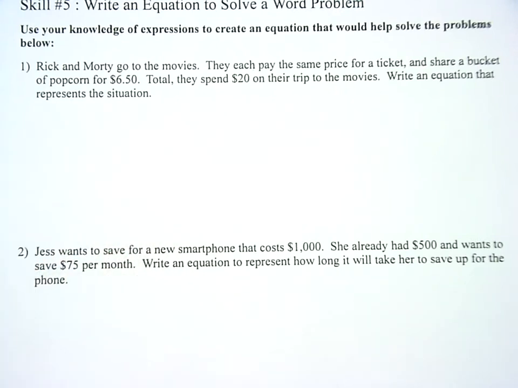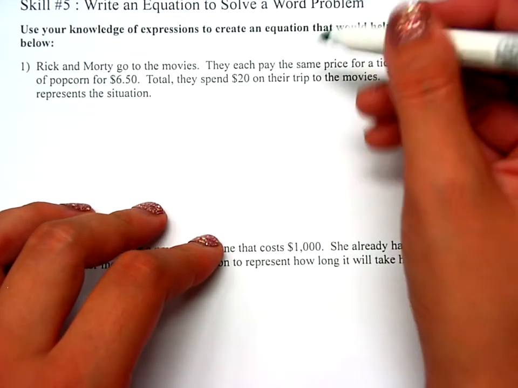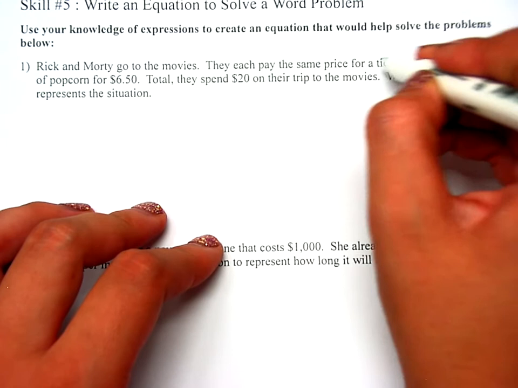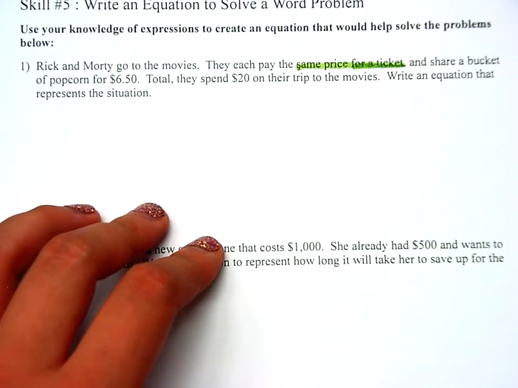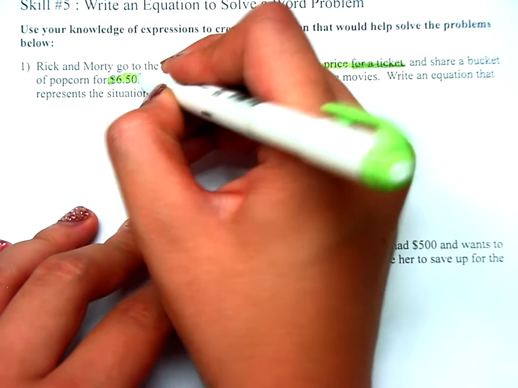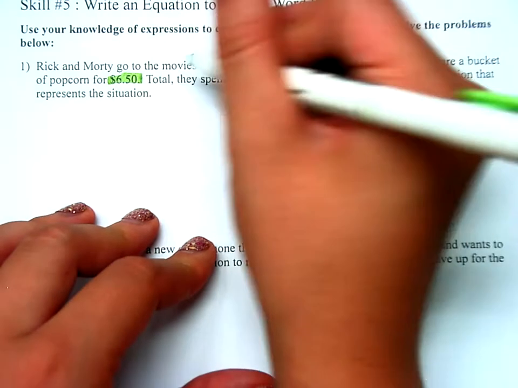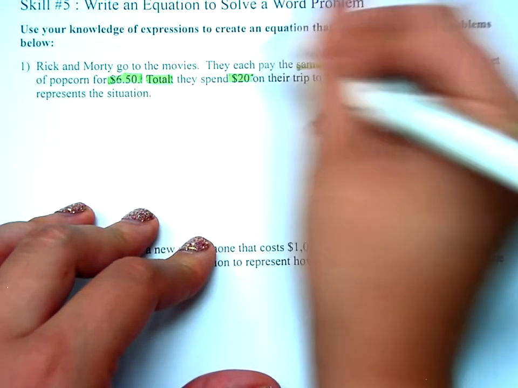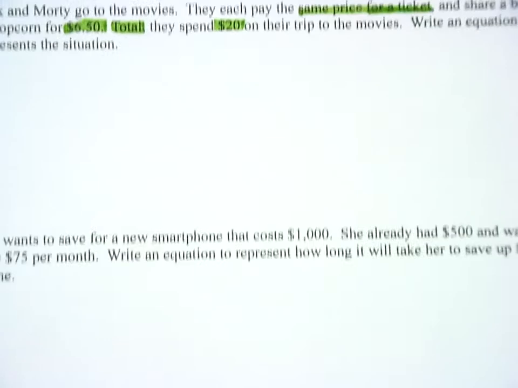So, before I start anything, I'd like to go through and just highlight anything that jumps out to me as important for writing my equation. The first thing I see is same price for tickets. So that means they each buy a ticket and they're spending the same amount. So I've got 2 tickets, I know. They're sharing a bucket of popcorn for $6.50, so we know we've got an amount $6.50. They spend total $20, so total $20. And I know I'm going to write an equation. So let's zoom in a little and start this out.